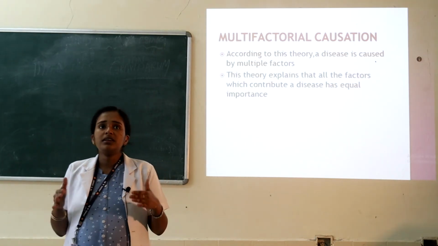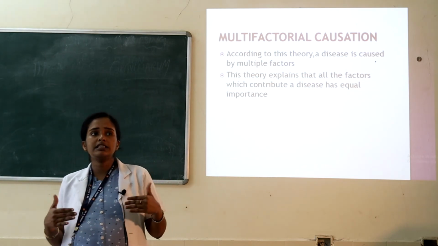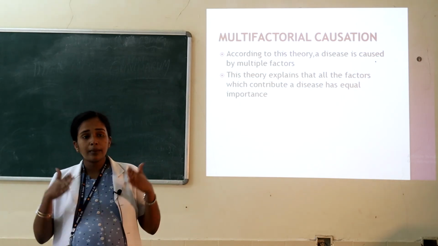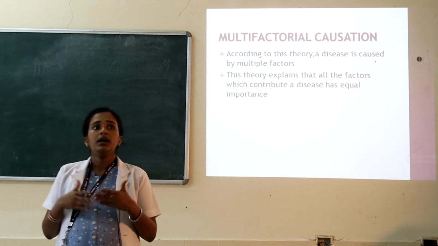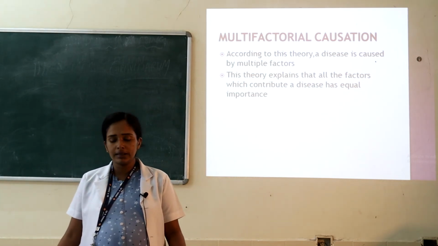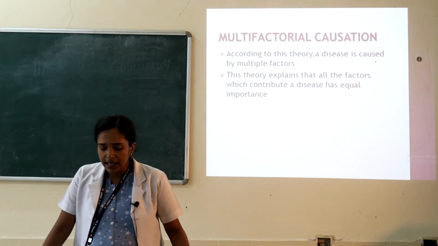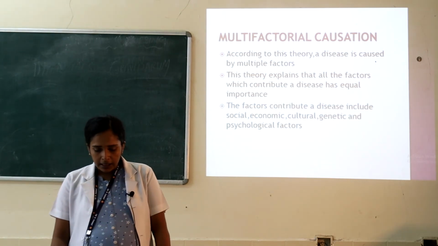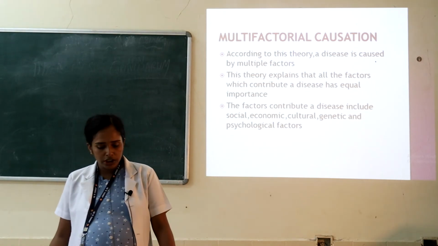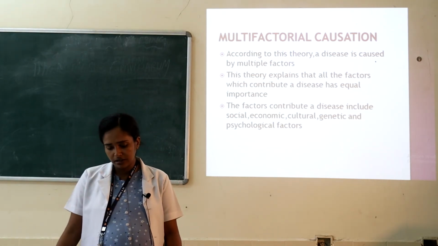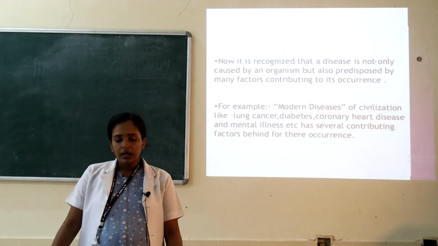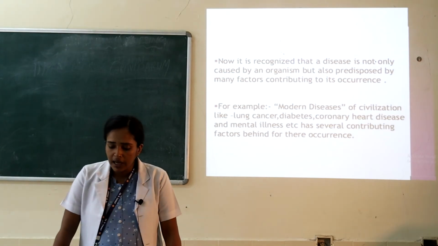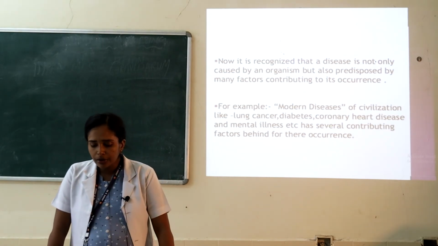The epidemiological triad has some limitations. It could only explain the occurrence of communicable diseases, but multifactorial causation could explain the occurrence of non-communicable diseases and lifestyle diseases. This theory explains that all the factors which contribute to a disease have equal importance. These include social, economic, cultural, genetic and psychological factors. It is now recognized that a disease is not only caused by an organism but also predisposed by many factors contributing to its occurrence.